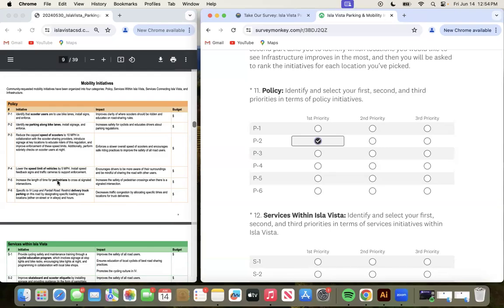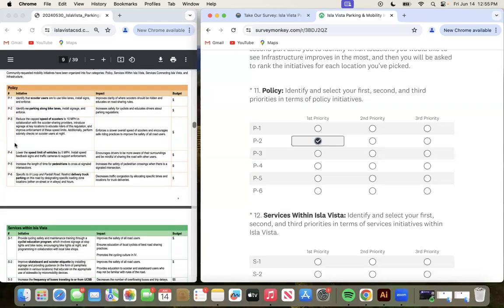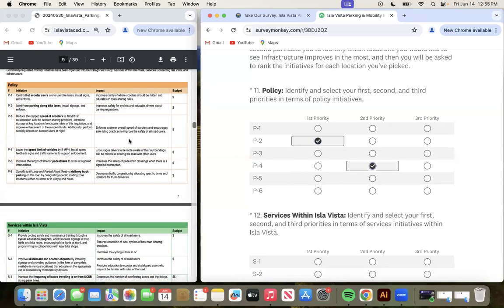And maybe another one of my big issues in Isla Vista is that I think cars are speeding way too much. Then I might put P4, where it says lower the speed limit of vehicles, as my second priority. And for the rest of this section of the survey, you're going to go through all of the policies this way and pick and rank your top 3 most important.